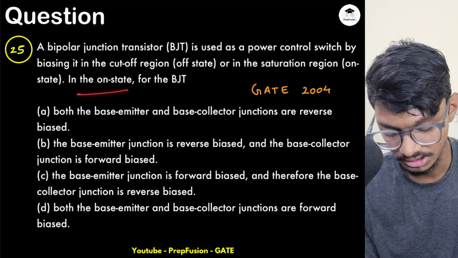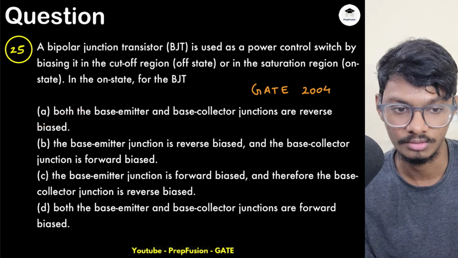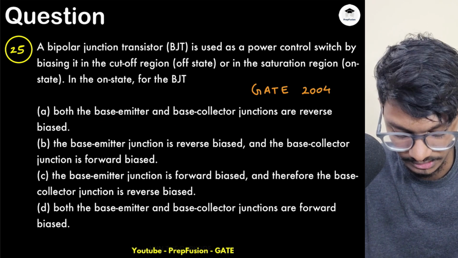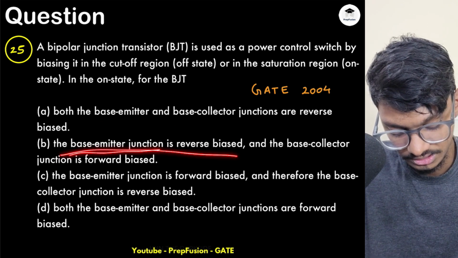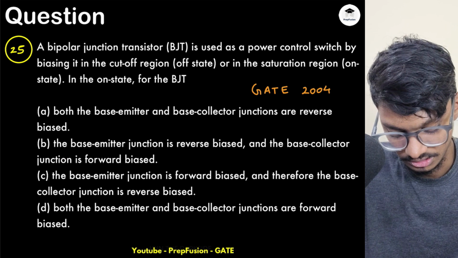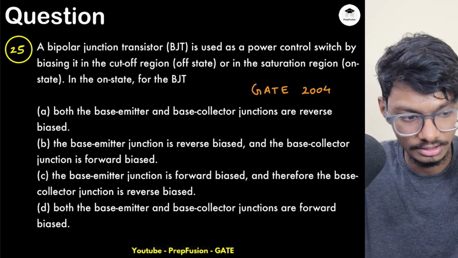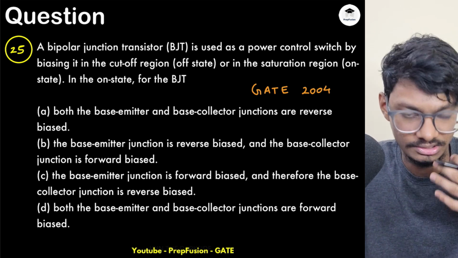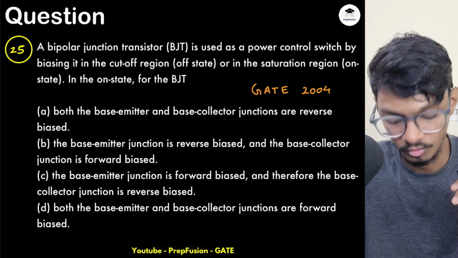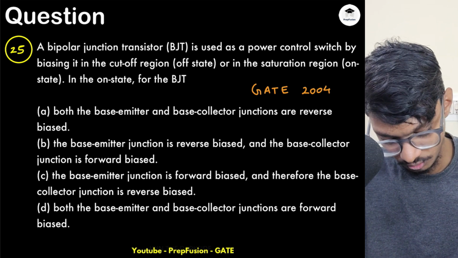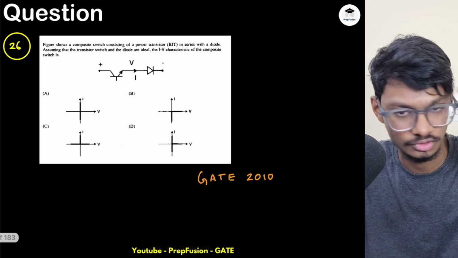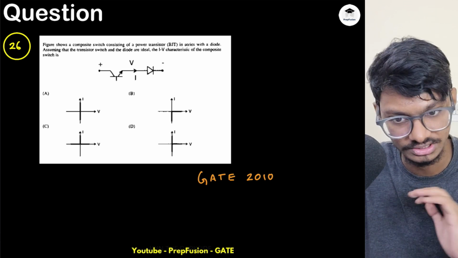Then in the on state, they are asking us about the junctions. Both the base emitter junction and base collector junction are reverse bias? Both the base emitter junction reverse bias, this is forward bias. So during the on state, the BJT is in saturation. So both the base emitter junction and the base collector junction will be forward bias. So our answer will be here. Both are forward bias. Yeah, option D will be correct in this case. So these are a few theoretical questions that you should obviously know. Whatever you have studied, we are just repeating.